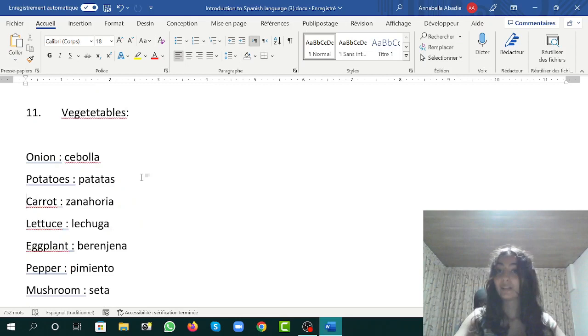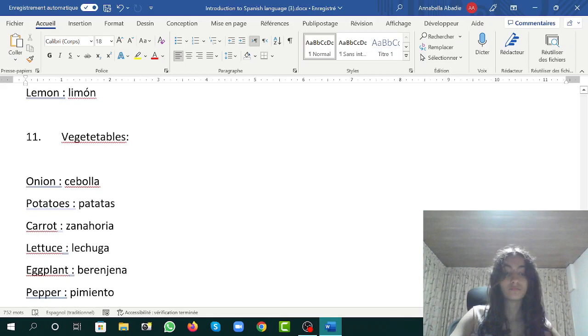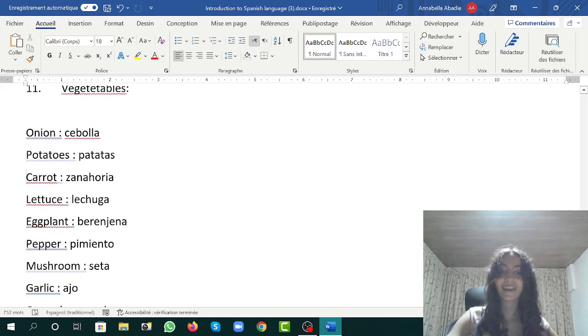For number 11, we have vegetables. Onion is cebolla. Potatoes, patatas. Carrot, zanahoria. Lettuce, lechuga. Eggplant, berenjena.